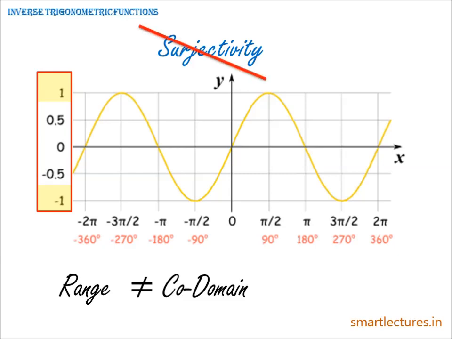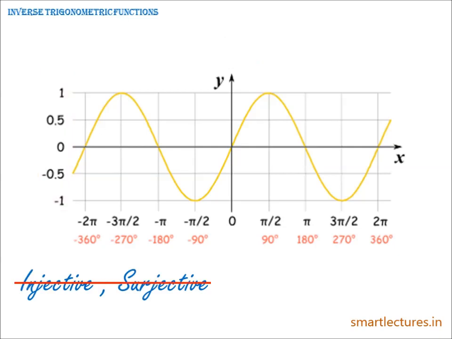So the sine function is neither a one-to-one nor an onto function. That means this is not a bijection, so it is not invertible. So the function sine theta doesn't have an inverse function in its complete domain and range.